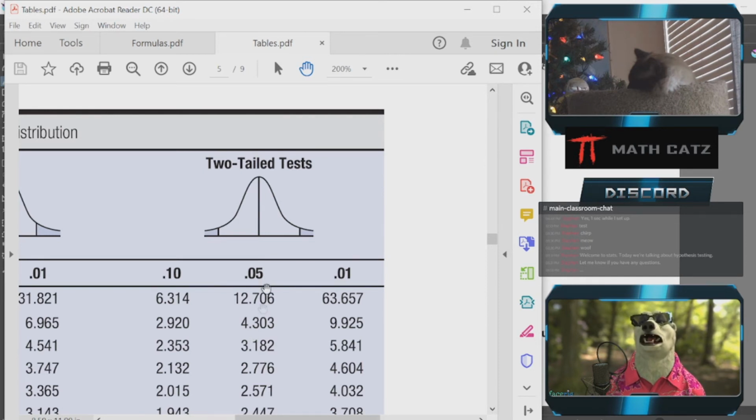but it's already done for us in this table. 5% is already giving us the correct cutoff, of course, plus and minus that number. So you don't have to do anything. It's already split up for you and everything. So it's very convenient, this table.